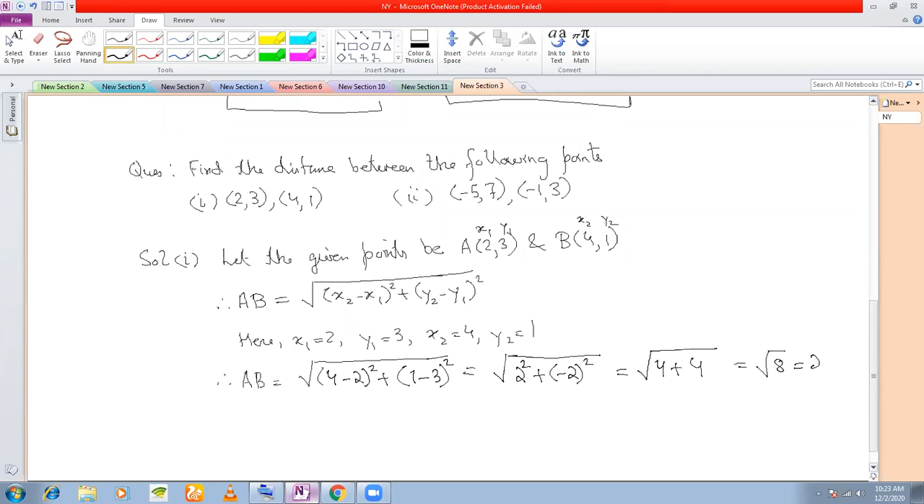This is a pure surd converted to a mixed surd. This is 2 root 2. 2 root 2 units. This is the distance between these 2 points.